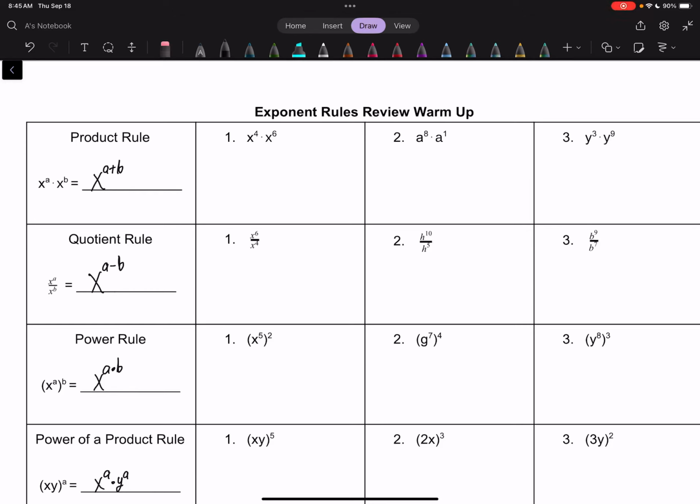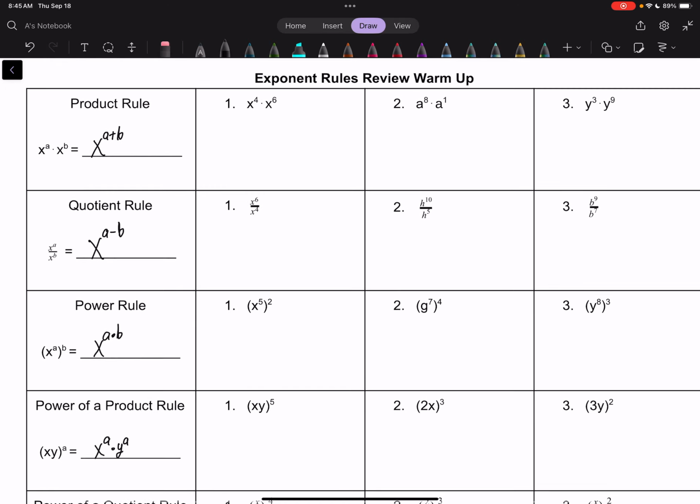Good day. Today we're going to be looking at exponent rules as a review for the exponential and logarithmic function section. So I'm going to scroll down and let you look at the rules on the left.